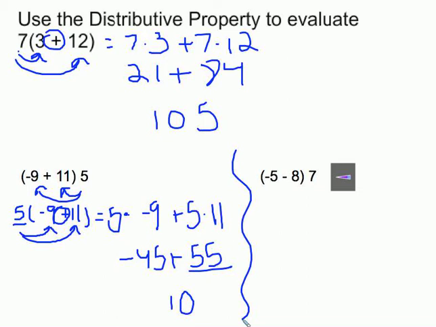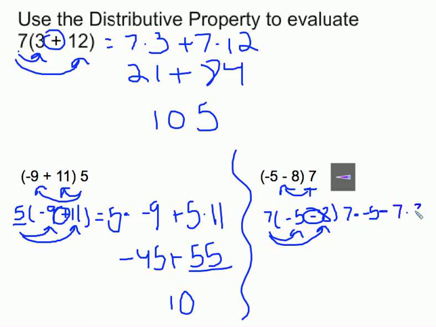Okay, I'm going to draw a line here so I don't confuse the two problems. Again, I have the number coming after the parentheses, so I'm just going to use the commutative property and switch those two. So I'm going to have 7 times the quantity negative 5 minus 8. Now I have a difference on my hand. No problem. I'm going to distribute and keep that same sign. So in this case, I'll have 7 times negative 5 minus 7 times 8.